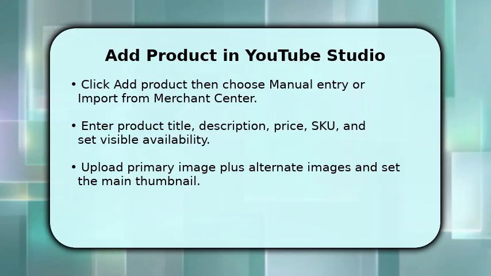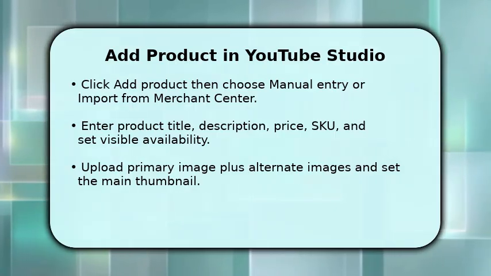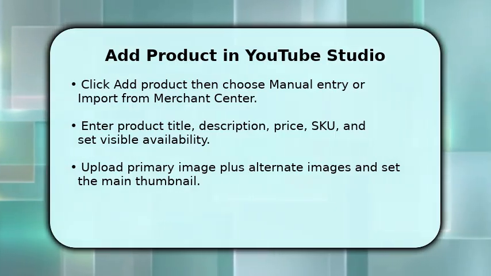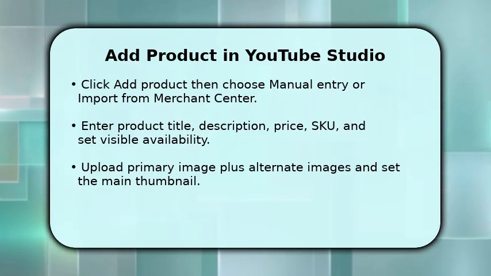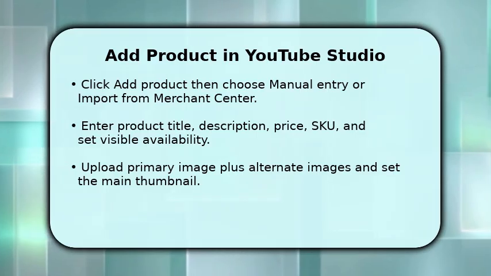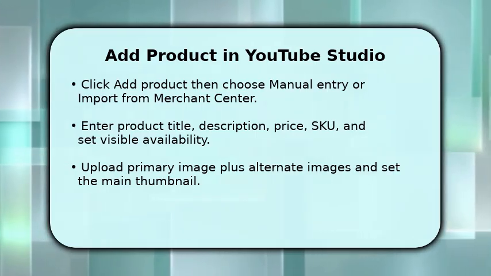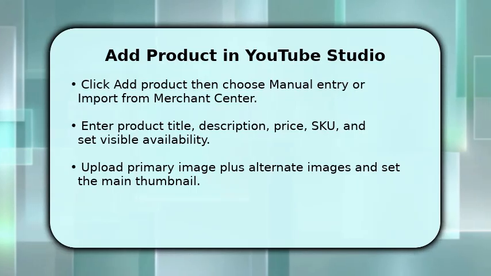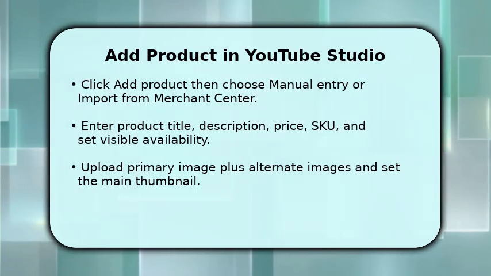Go to the monetization or shopping tab depending on your account layout. Click Add Product, then choose Manual Entry or Import from Merchant Center. Enter product title, description, price, SKU, and set visible availability. Upload primary image plus alternate images and set the main thumbnail.